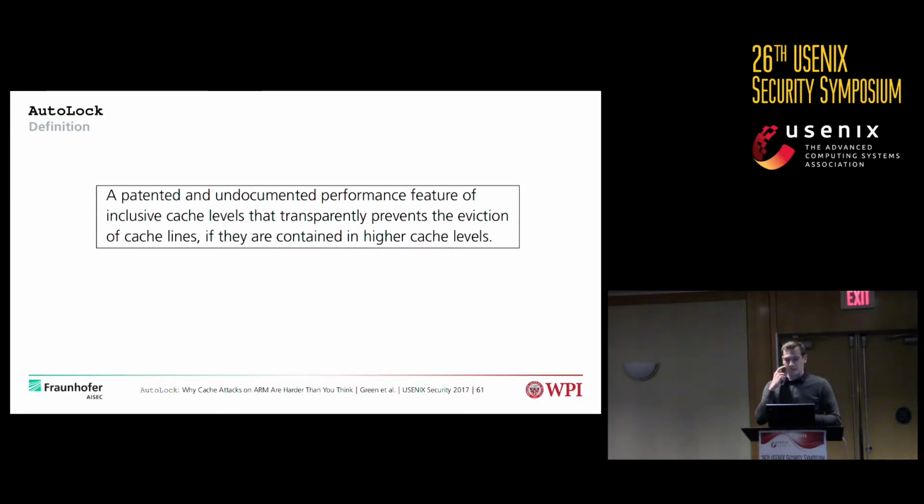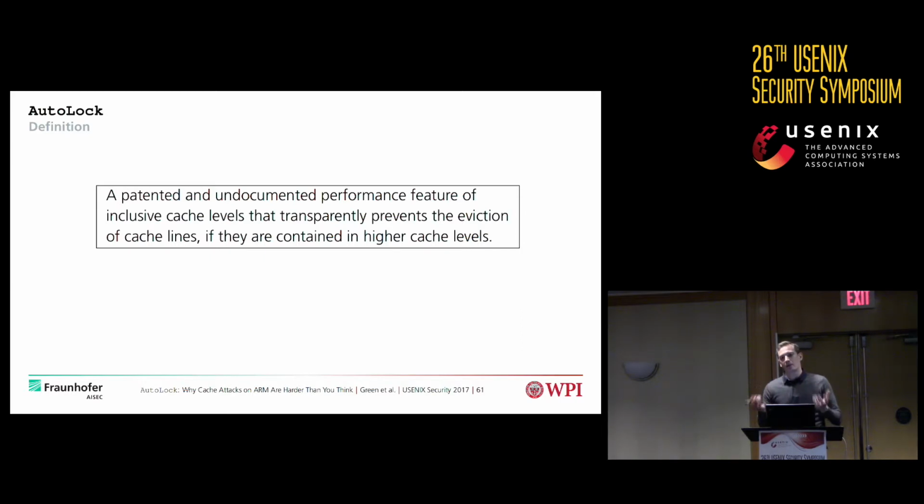So a more formal definition, maybe: AutoLock is a patented and undocumented performance feature of inclusive cache levels. The only public note that we found is a patent held by ARM Limited, and other than that, it's not documented in any architecture or technical reference manuals. It is a performance feature because, as we recall, we are preventing these eviction broadcasts to the level 1 caches, which makes the runtime faster. And how does AutoLock do it? AutoLock is a transparent feature, so there's no interface to it. We cannot configure it. We cannot see if it's enabled or disabled.